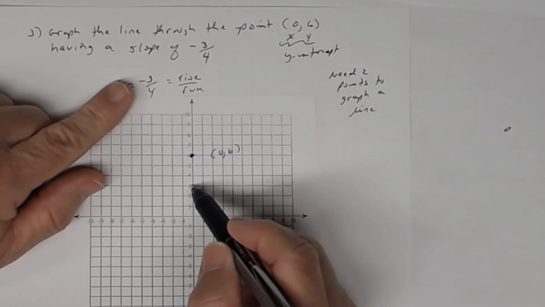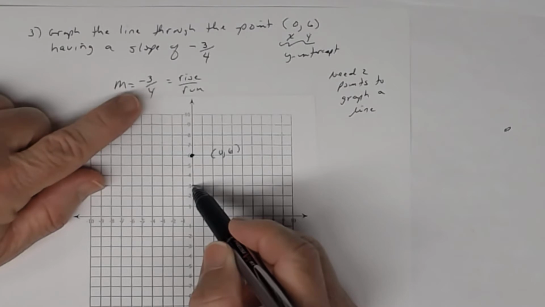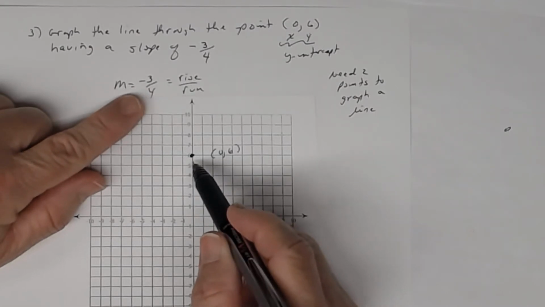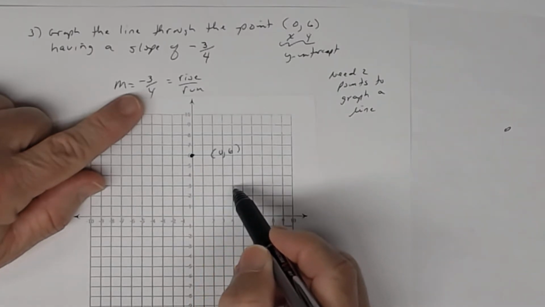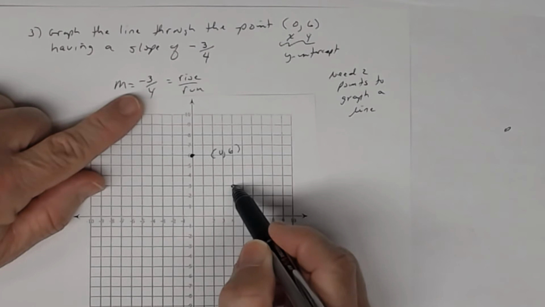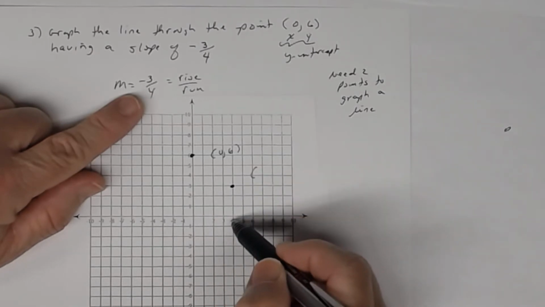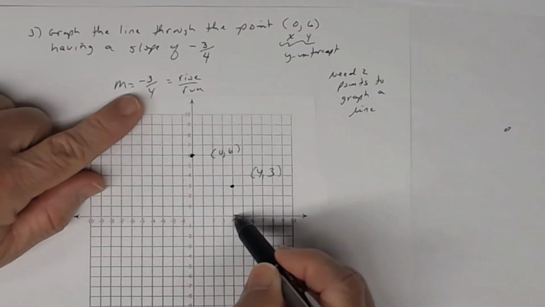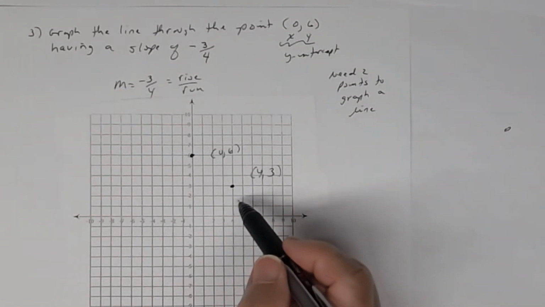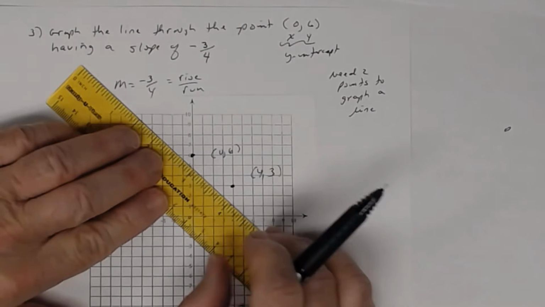1, 2, 3. So that's where I'm at, right here. Okay? And then since my run's +4, I'm going to go to the right 4. 1, 2, 3, 4. So make sure you put the point in the right place. So that's the coordinates of 4, 3. Okay? And then you draw the line, and there you go.